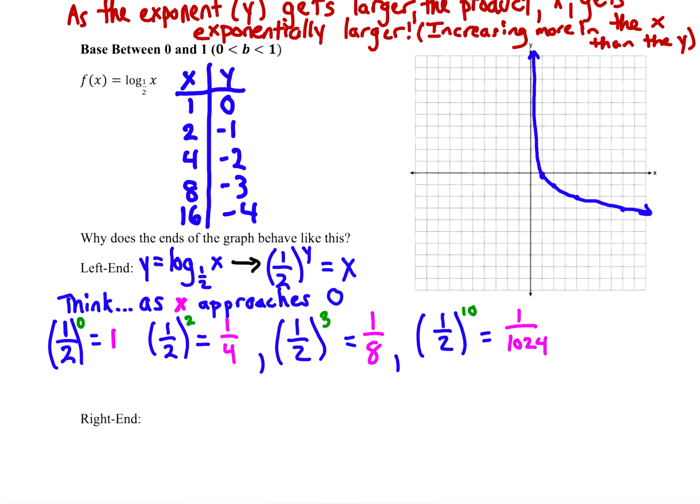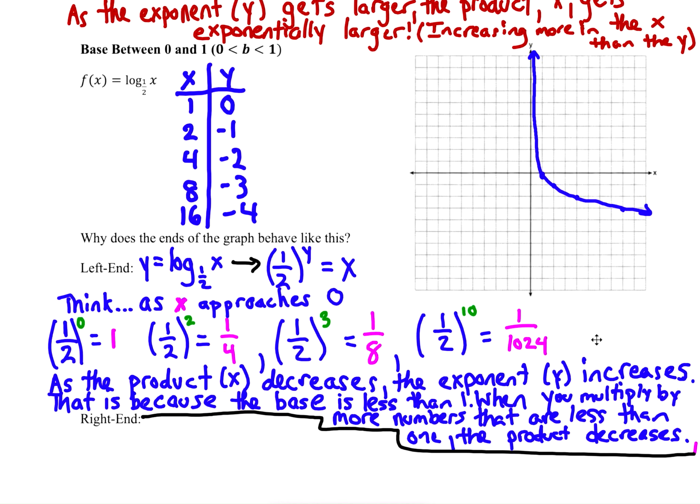How about when x gets to be 1 over 1,024? That would be 1/2 to the 10th power. So as you see, y is increasing to infinity as x gets closer and closer to 0. So as the argument x decreases, the exponent y increases. That is because the base is less than 1. When you multiply by a number that's less than 1, the number is going to decrease.